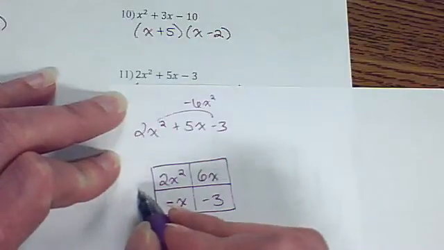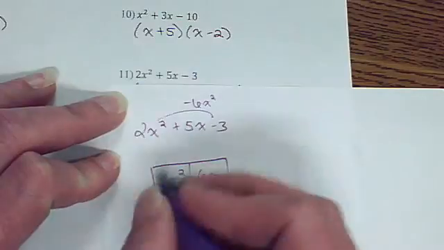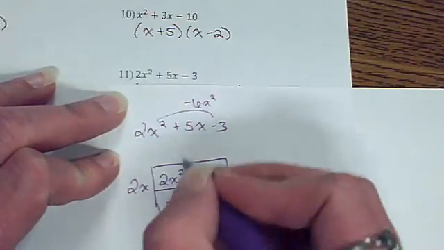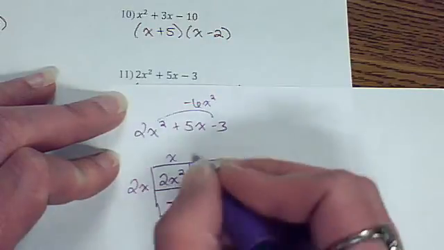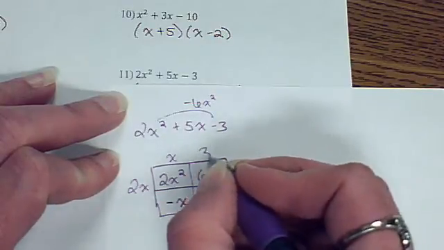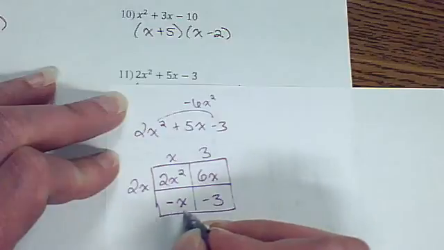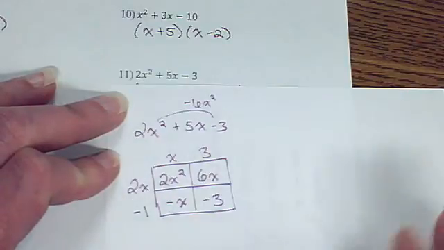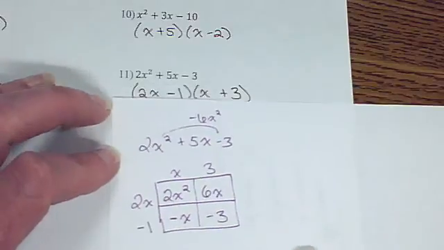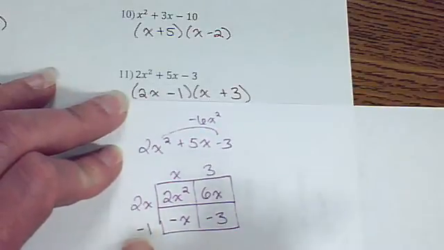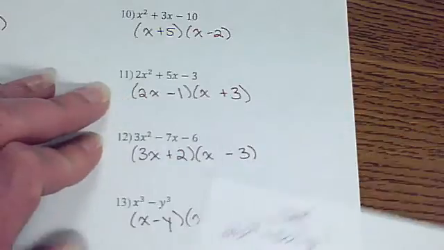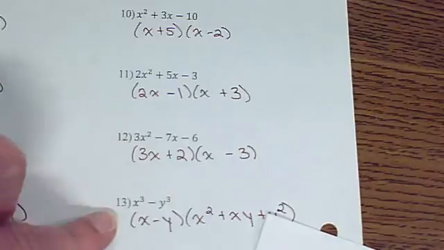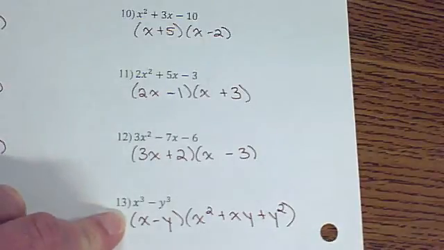Now just see what happened. To get 2x squared and 6x, this would have to be a 2x. 2x times what gives me 2x squared? X. 2x times what gives me 6x? X times what gives me negative x? And then does negative 1 times 3 give me negative 3? It does. So it works. My factors are 2x minus 1 and x plus 3. Same deal on the next one. But the following ones are following that special pattern.